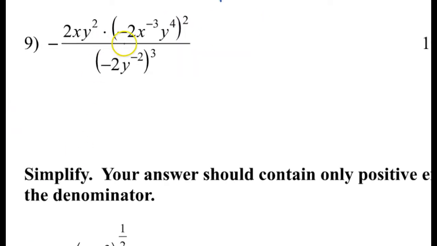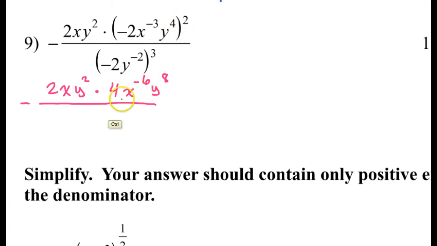Alright, number 9. So for now, I'm just going to leave this negative sign hanging out in the front. I need to deal with the parentheses in the numerator before I can do anything else. So I've got 2xy squared times. This negative sign is going to go away because of the even power. 2 to the 2nd power is 4. Now for these variables with exponents, I'm going to wind up multiplying. So that's going to be x to the negative 6th power and y to the 8th power.